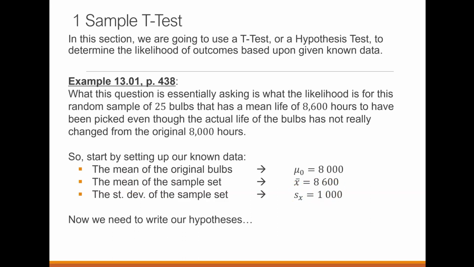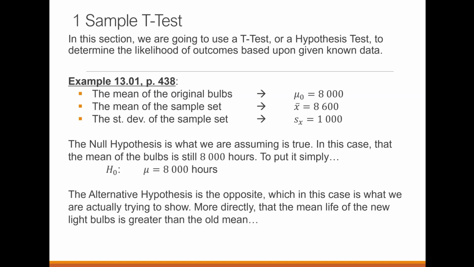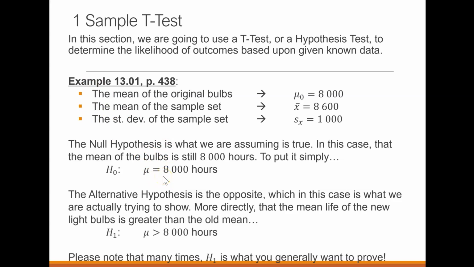So what we need to do now is set up our hypotheses to test. Our null hypothesis, the thing we want to assume to be true, is that the mean of the new light bulb design is still 8,000 hours, that nothing has changed. The new light bulb is essentially the same as the old light bulb. The alternative would be the opposite, in which case you'd say that the light bulbs are different, right? That the mean should be more than 8,000 hours, which is kind of what we think is true based on our sample mean already, right? Okay.